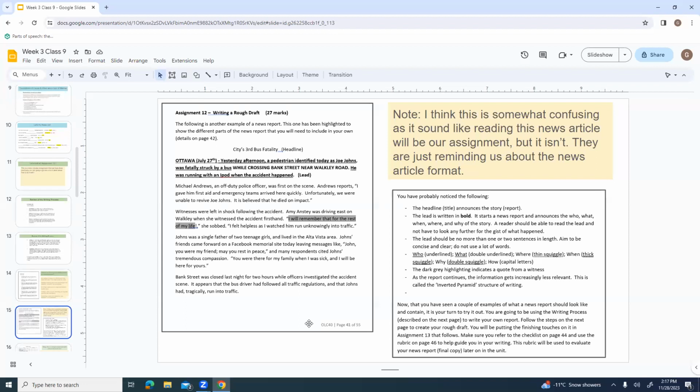Michael Andrews, an off-duty police officer, was first on the scene. Andrews reports, I gave him first aid and emergency teams arrived here quickly. Unfortunately, we were unable to revive Joe Johns. It is believed that he died on impact. Witnesses were left in shock following the accident. Amy Ansey was driving east on Walkley when she witnessed the accident firsthand. I will remember that for the rest of my life, she sobbed. I felt helpless as I watched him run unknowingly into traffic.